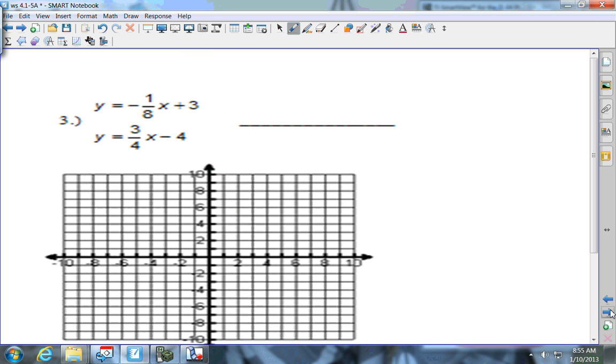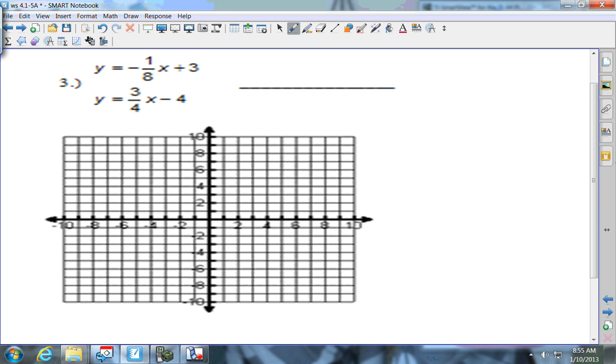Okay, next problem. Number 3. On the first one, I'm still going to plot my y-intercept first, which is plus 3. My slope on this one is already in a fraction. I don't have to put it over 1. It tells me to do the top number to go down 1 and to the right 8. So I'm going to start at my y-intercept, down 1, to the right 8, and put a dot.